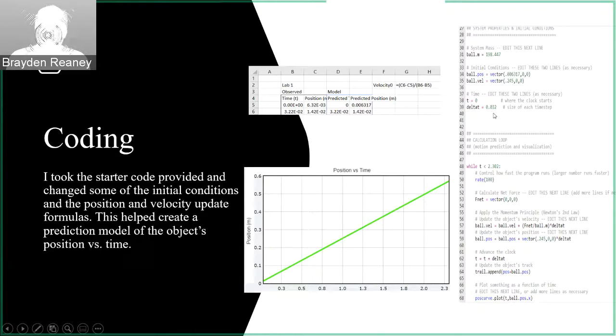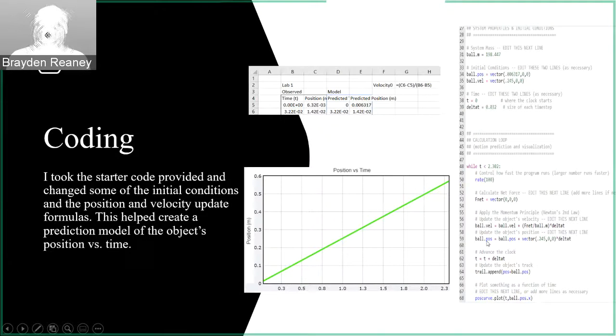Delta T is 0.032, as that was roughly the frame rate of my camera, and it took 2.3 seconds. The F-net vector is 0 under the prediction because we assume there's no net force, and I used the velocity update formula, or using the momentum principle, to say the change in velocity was equal to the net force on the object divided by the mass of the ball times change in time. Now, since the net force is assumed to be 0, the velocity should remain constant, as seen by the constant slope.